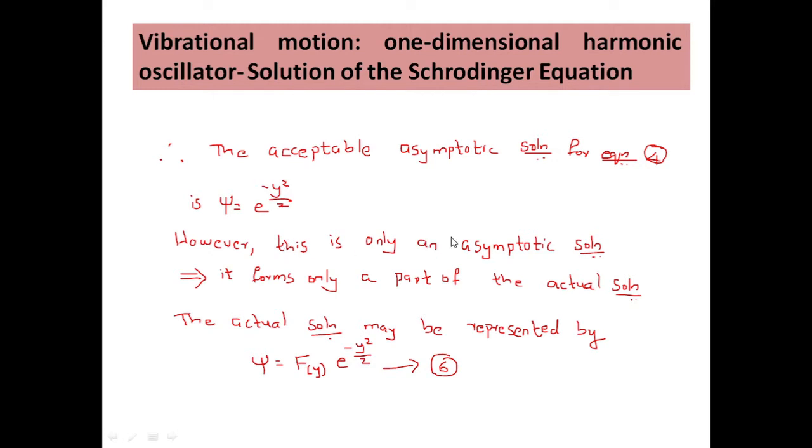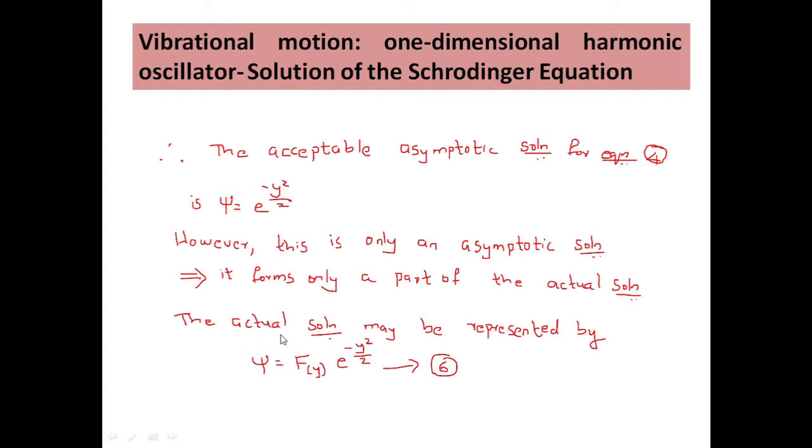However, this is only an asymptotic solution. The meaning is that this function will only form a part of the actual solution of psi. Actually, this is not the actual solution, but it is an asymptotic solution. Asymptotic solution means this function will always be a part of the actual wave function. So therefore, how will we find the actual wave function?